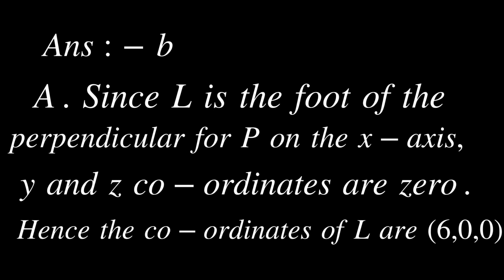So in the question it is asked to find out the coordinates of L. But it is given that L is the foot of the perpendicular for the point P on the x-axis. Correct. Since it is on the x-axis, we know its y coordinate as well as z coordinate will be 0. So from the given options, the correct answer will be option B, which is (6, 0, 0).